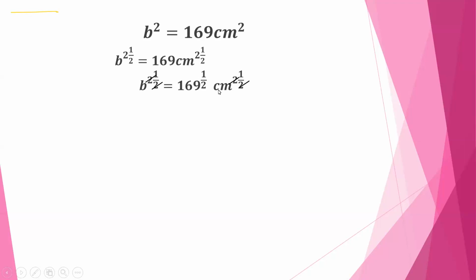So we have your b, and we know that this 169 centimeters squared is the same as 169 raised to the power half and centimeters squared raised to the power half, right? Because this squared here is only applying to the centimeters. So you need to understand that this squared is not applying to 169. It's applying to centimeters here. Please, do you understand me?